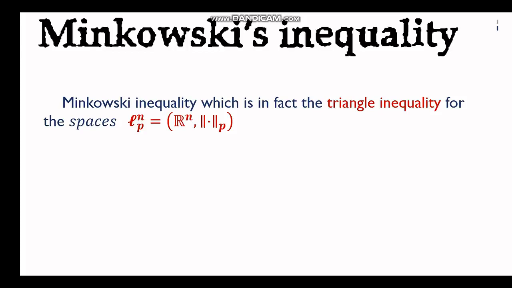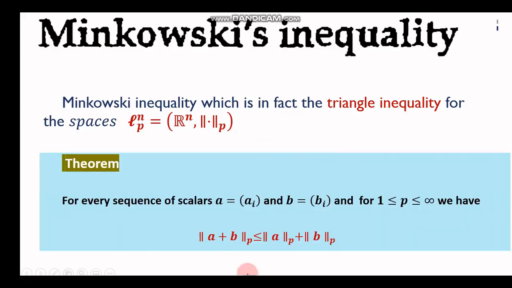LP^n means in R^n. If it is a sequence, an infinite sequence, we have LP. So let us see what this is. For every sequence (a_i) and sequence (b_i) with 1 less than or equal to p less than or equal to infinity, the norm of a plus b is less than or equal to norm a plus norm b, with respect to the p norm.